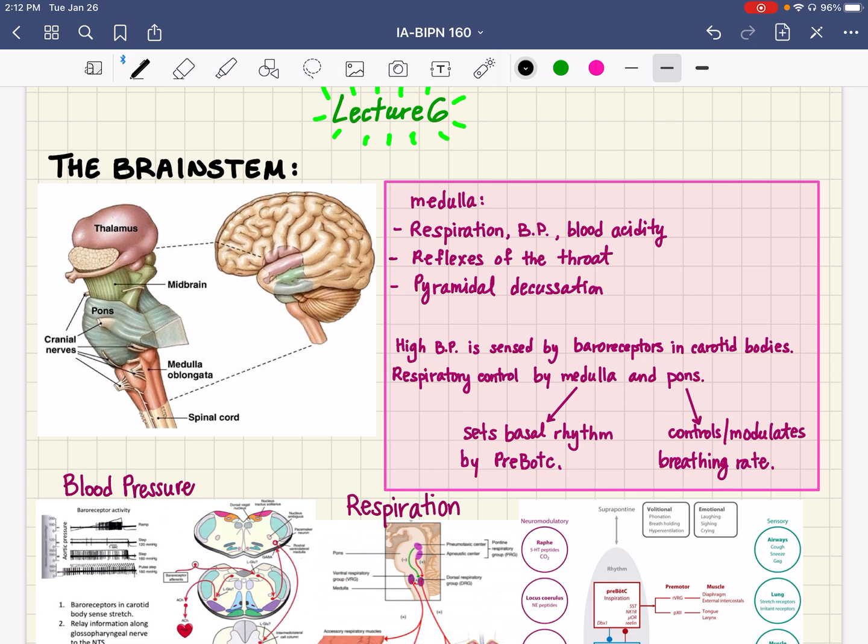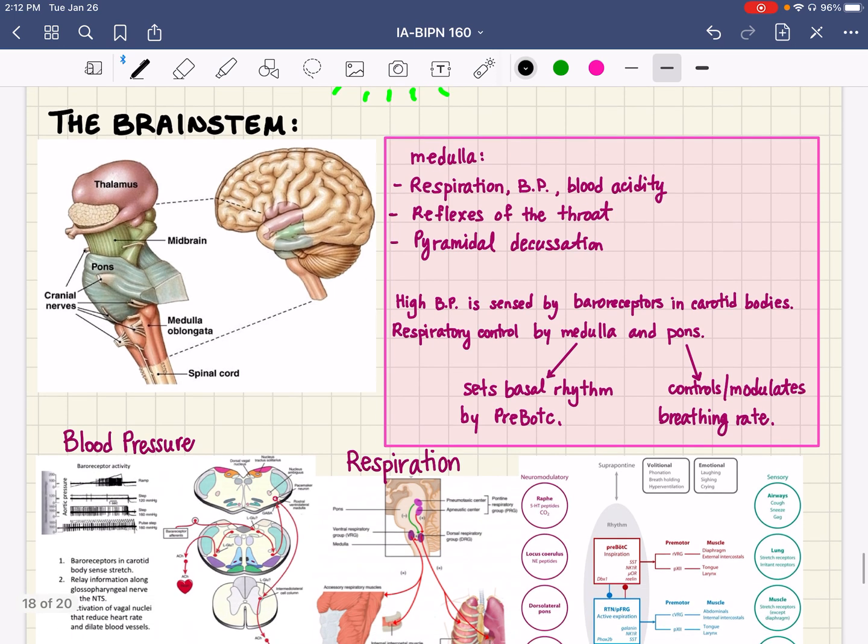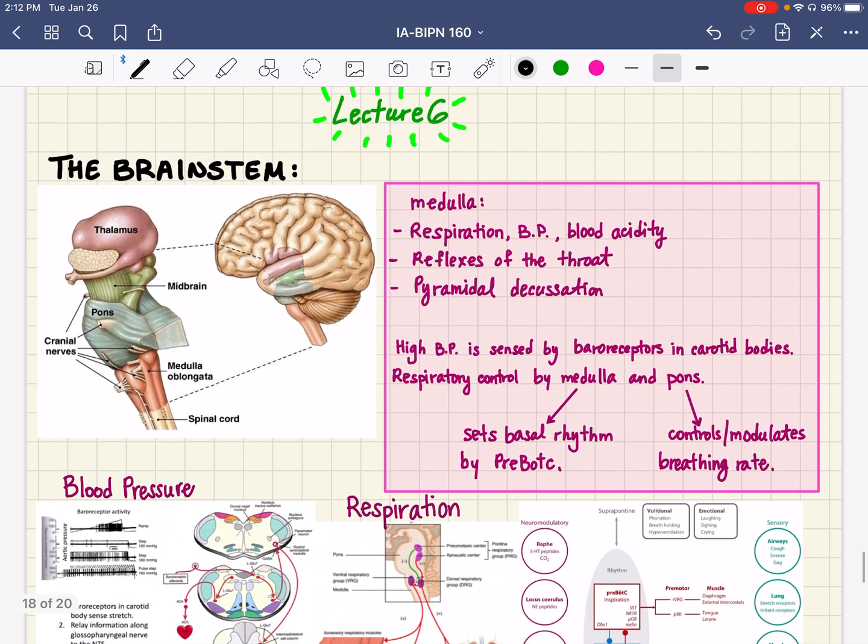Lecture 6 involves a lot of memorization and some research studies, so I will try to cover the main points and put them together in an understandable way.